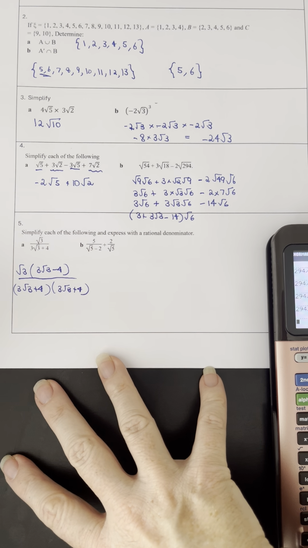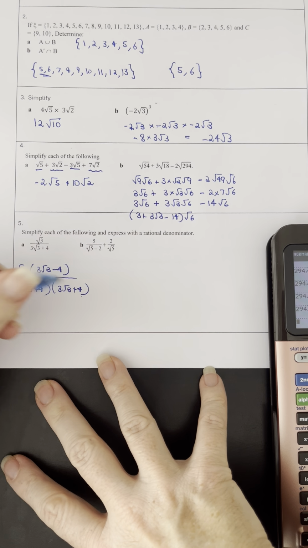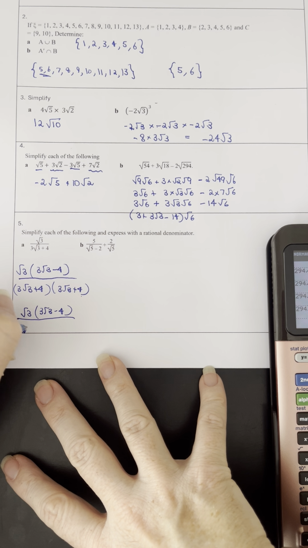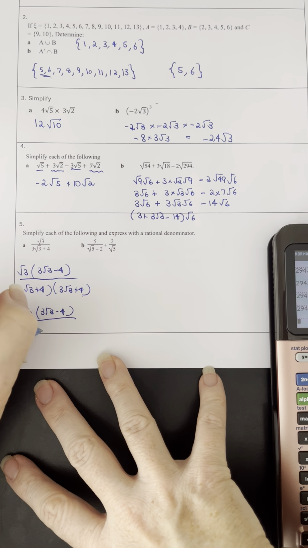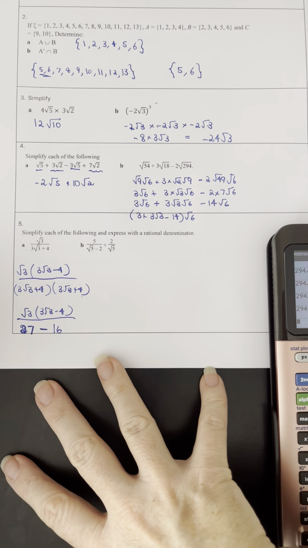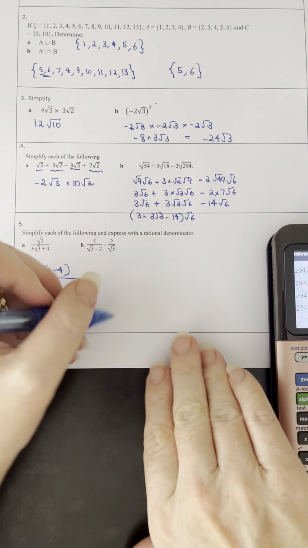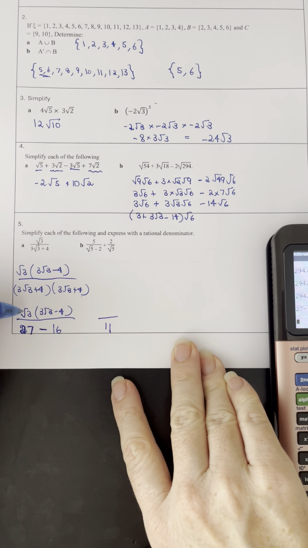3 root 3 plus 4, because when I expand that out as a difference of two squares, I'm going to get 3 root 3 squared, which is going to be 9 times 3, which is 27. And then I'm going to have minus the 4 squared, which is 16. So I'm just squaring each of those and doing difference of two squares. And then the 27, take the 16, just gives the 11 on the bottom. And then here we'll expand that out. So 3 root 3 times root 3, the root 3 times the root 3 will be 3.